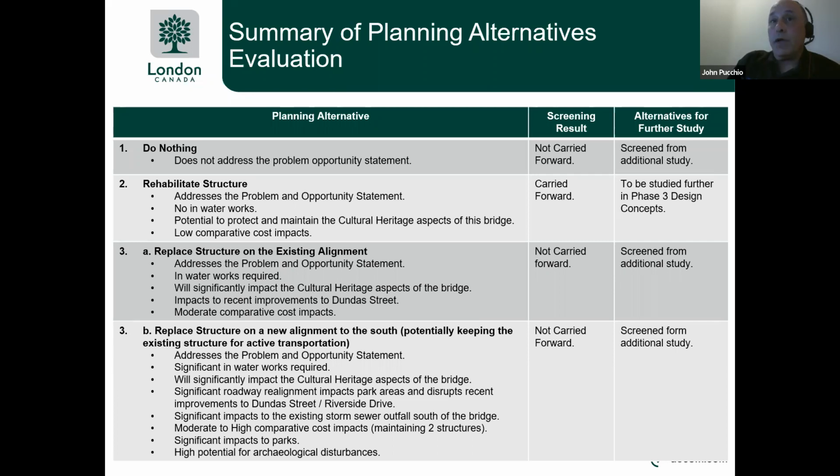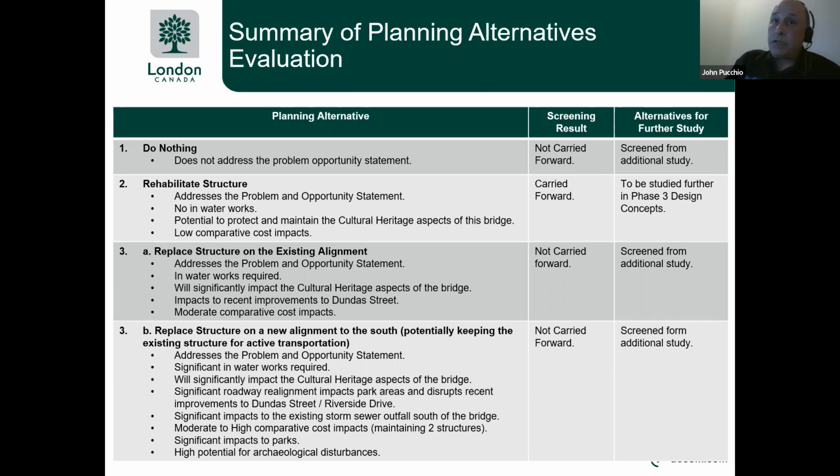opportunity statement. However, replacement will result in water work to construct piers and also to remove the old piers, with the potential to disrupt some of the aquatic habitat. Removing the bridge will also have a serious cultural heritage impact for obvious reasons. We're taking out the old bridge and essentially doing away with it.